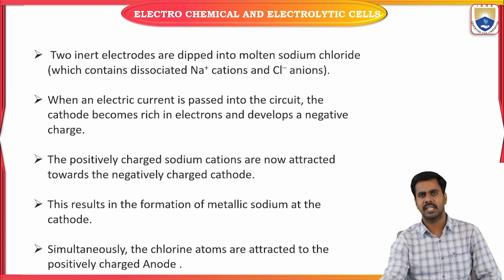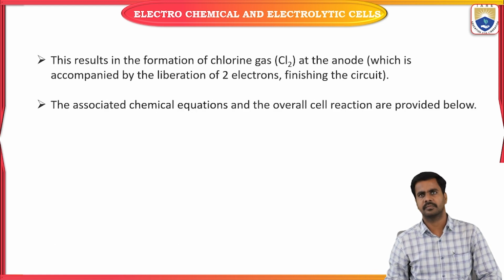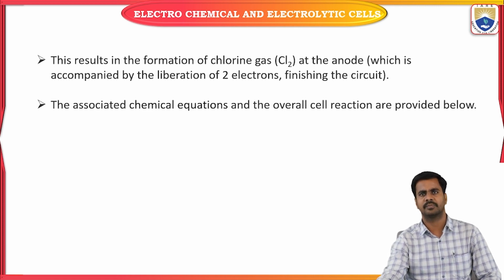Simultaneously, the chloride anions are attracted toward the anode. The result is the formation of chlorine gas at the anode.